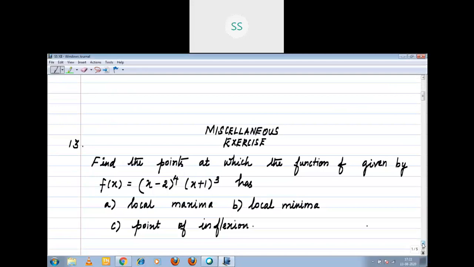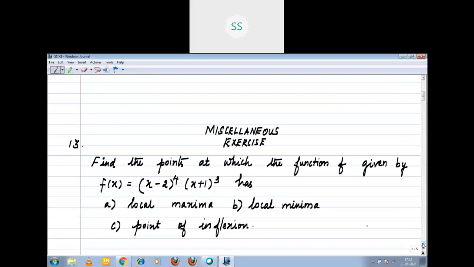Before, as I used to teach, first step, you have to equate the first order derivative with 0, then you find the critical point, then you substitute the critical point in the second order derivative. If the second order derivative is greater than 0, local minima. If the second order derivative is less than 0, local maxima, I said.